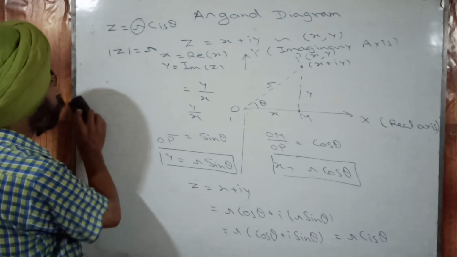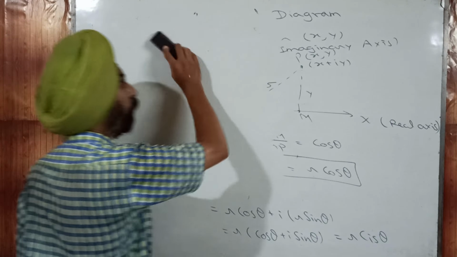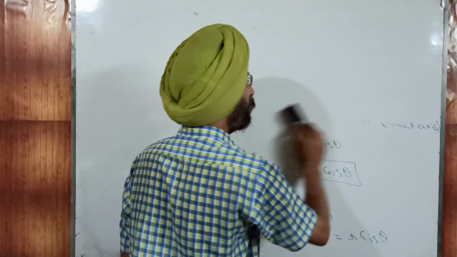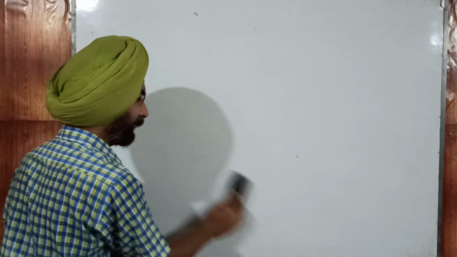So till now what we have learned is about the Argand diagram, about the polar representation of a complex number, about modulus of a complex number, and about argument of a complex number. Now we'll move ahead. Next, there are two important properties of argument of z.